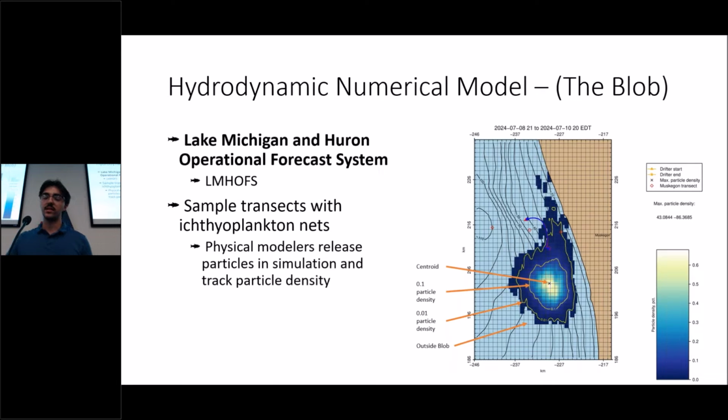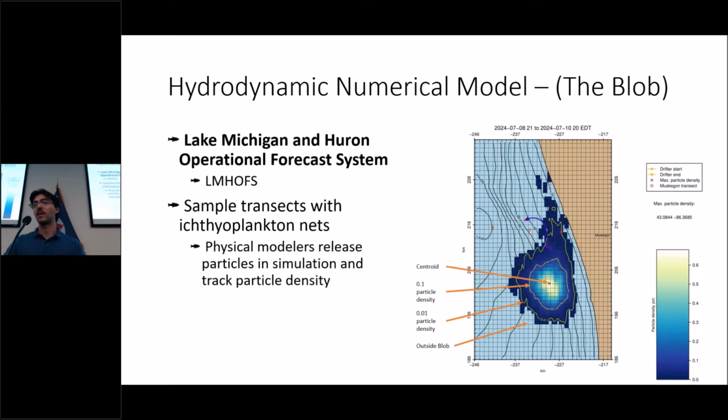And finally, before we dive into the results, it's critical to understand our sampling regime, which is entirely informed by this hydrodynamic model. The Lake Michigan and Huron Operational Forecast System, aka LMHOFS, is what the physical modelers here at GLERL use to track the dispersal of larval fish. On the first day of each research cruise, we would sample multiple transects, and when we caught fish, we would call up our physical modelers with the coordinates of these fish. They would then simulate the release of 2,000 particles in their model and then track the particle density throughout the cruise.